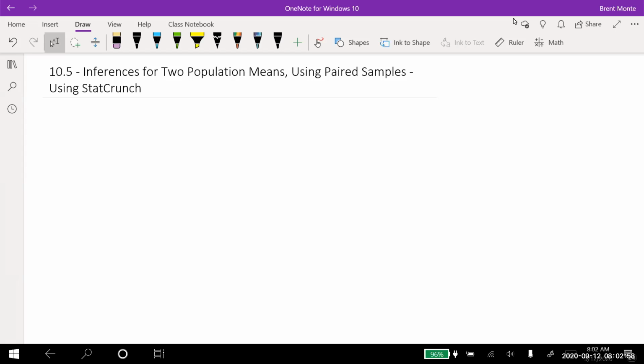Hey everybody, this is Professor Monty, and today we're jumping into section 10.5. It's called Inferences for Two Population Means Using Paired Samples.